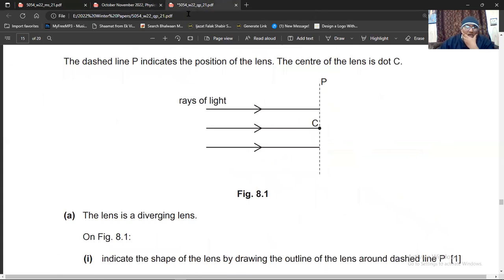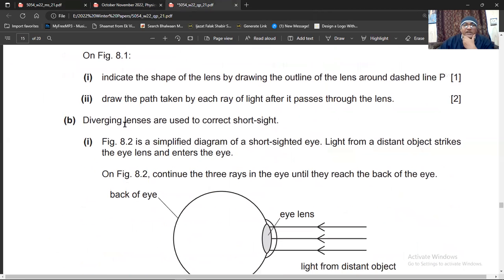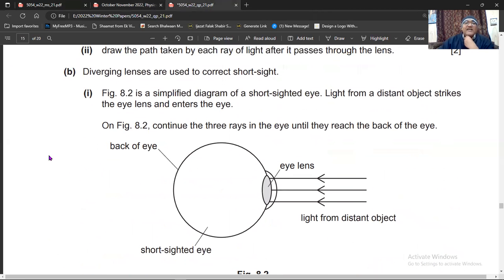Okay. Now we are going to the next, B part, question number 8, B part. Diverging lenses are used to correct short sight. Figure 8.2 is a simplified diagram of a short-sighted eye. Light from a distant object strikes the eye lens and enters the eye. On figure 8.2, continue the three rays in the eye until they reach the back of the eye, which normally we call the retina. So back of eye, so short-sighted eye. This is a short-sighted eye.